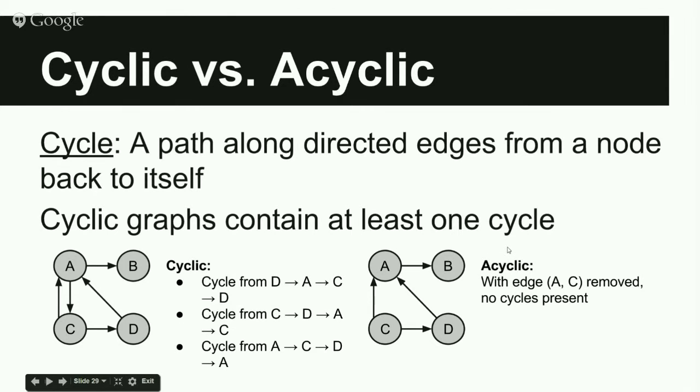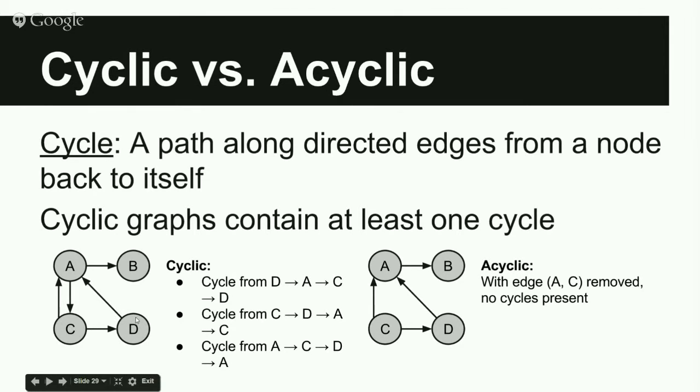So again, in the example on the left, we can see that this graph is cyclic because there are 3 nodes from which you can make a cycle from itself back to itself. So let's start at C, for example. If you start at C, there's a path from C to D, a path from D up to A, and then a path from A back to C, and that is a cycle from C, D, A, and back to C. You can see the other examples from D and from A as well.